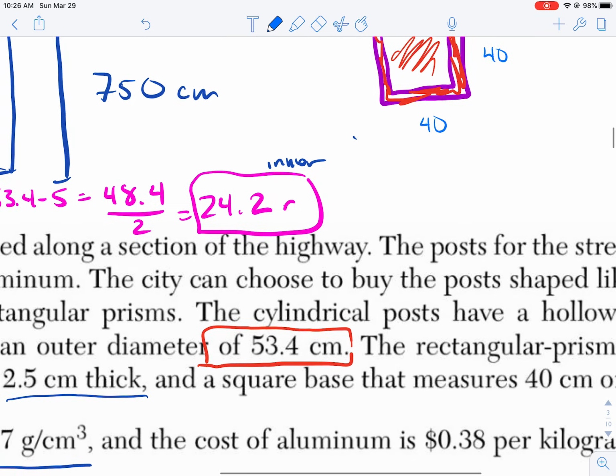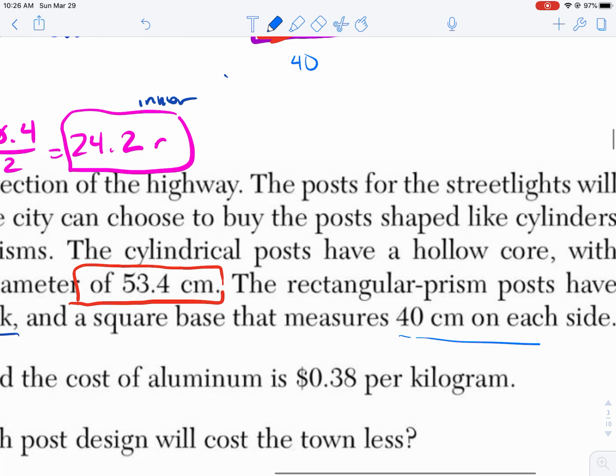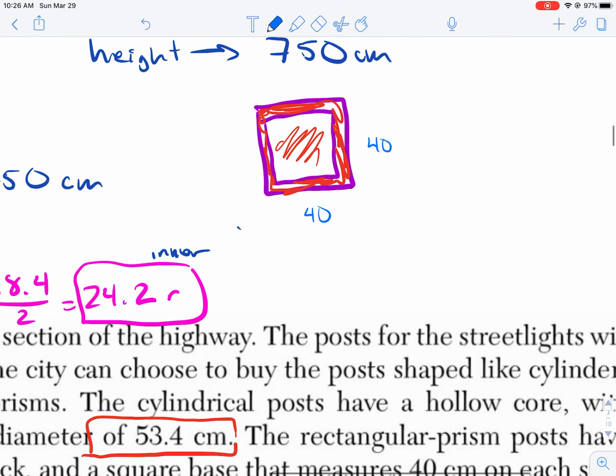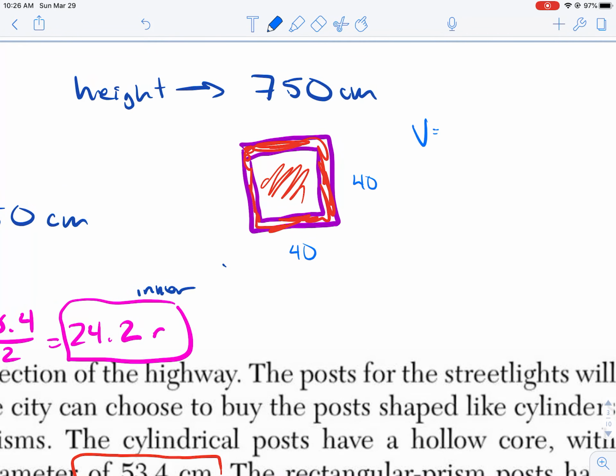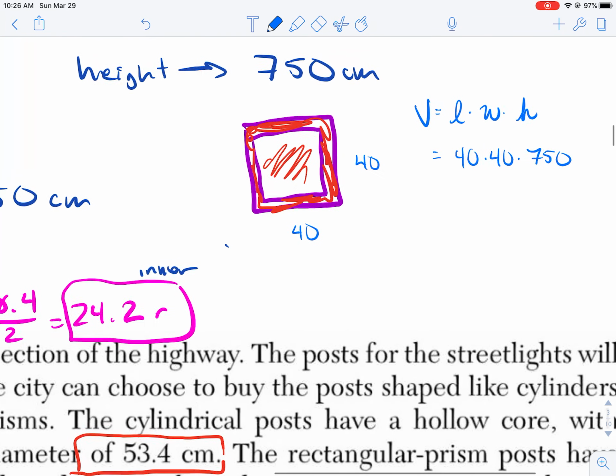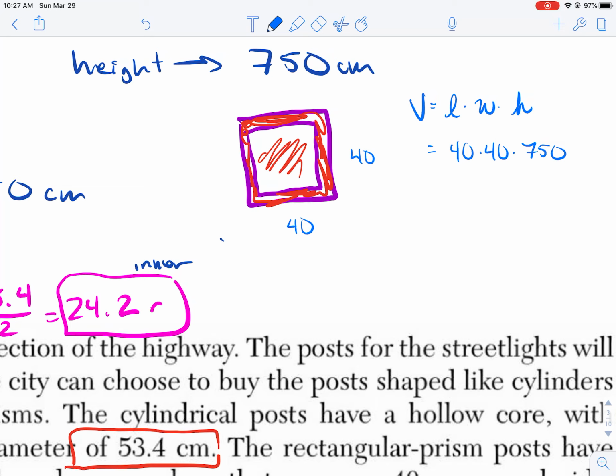So, this one, if you recall, has a square base that measures 40 centimeters on each side. Okay? So in order to find the volume of a rectangular prism, it's just length times width times height. So in this case, our length and our width is 40, and our height, don't forget, is 750 centimeters. Okay, so you can see why I changed that from meters to centimeters, because it just makes your calculations so much easier. Now you could obviously switch the other ones from centimeters to meters, but why would you want to do that?